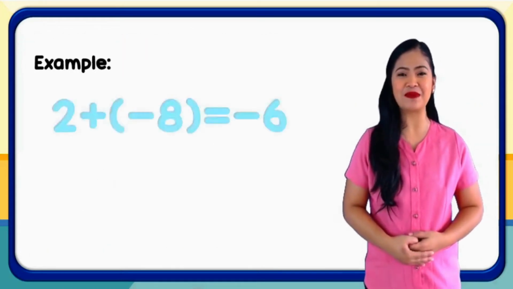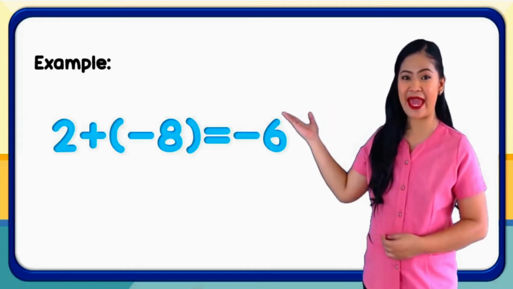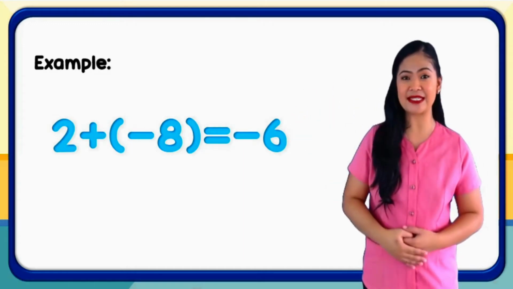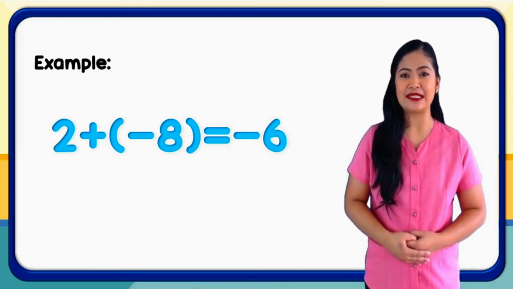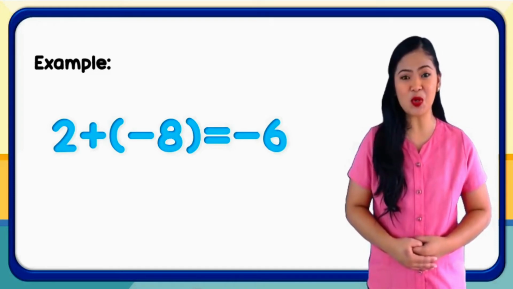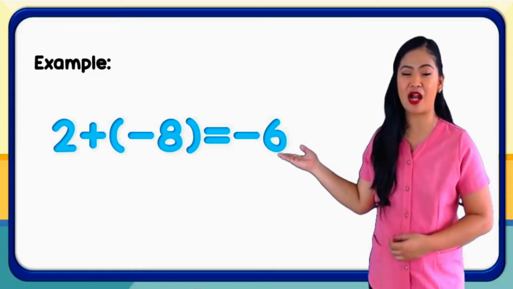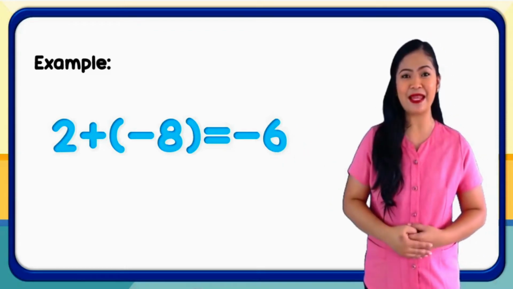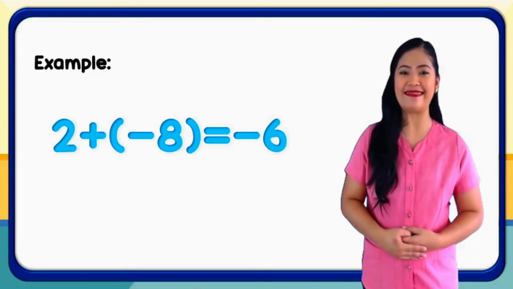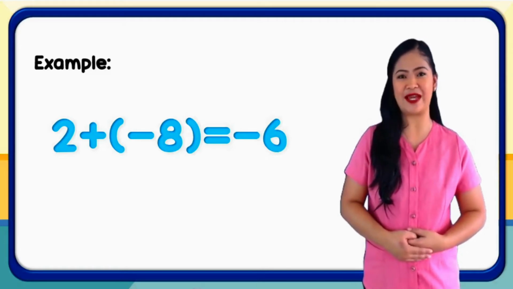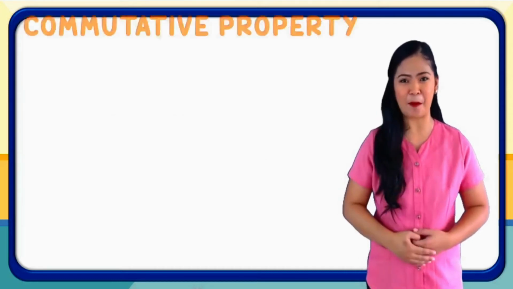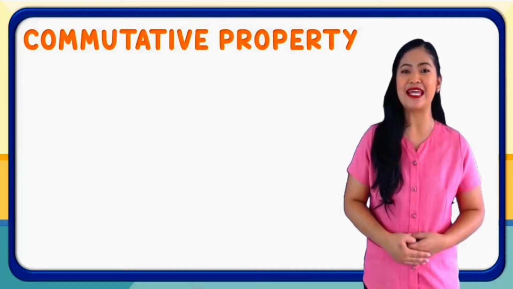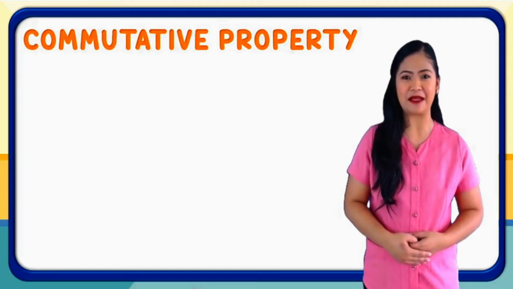For example, 2 plus negative 8 is equal to negative 6 is an illustration of closure property. Since the addends 2 and negative 8 are both integers, then the sum, which is negative 6, is also an integer. Simple, right? Let us have this time the second property, which is the commutative property.